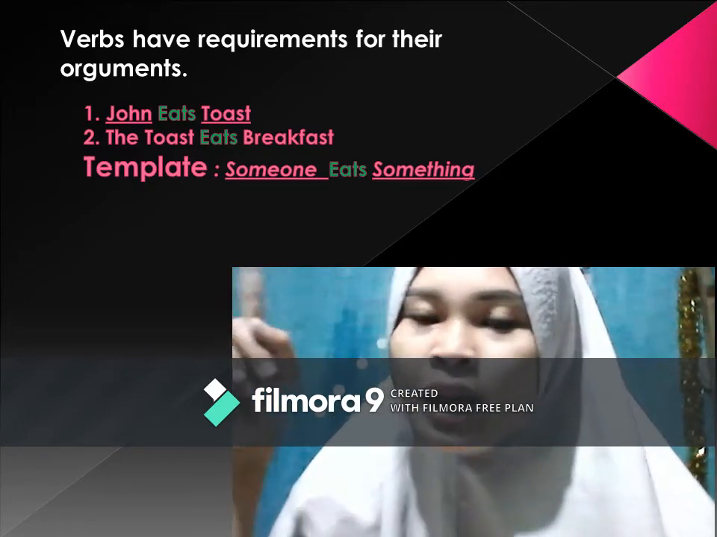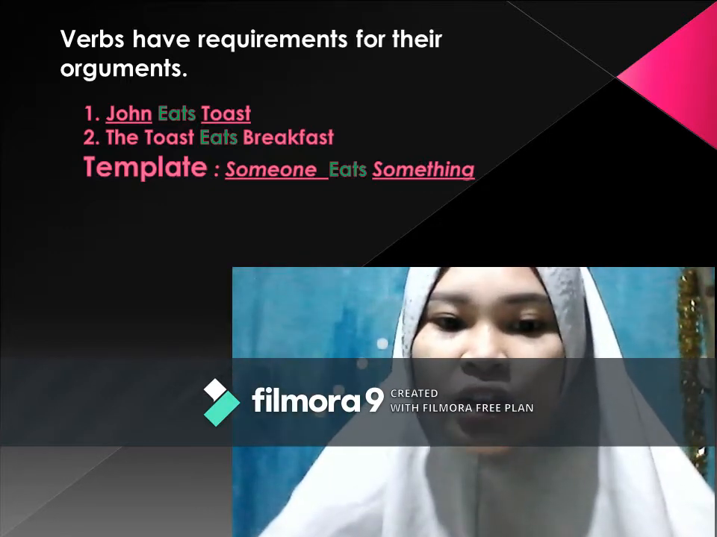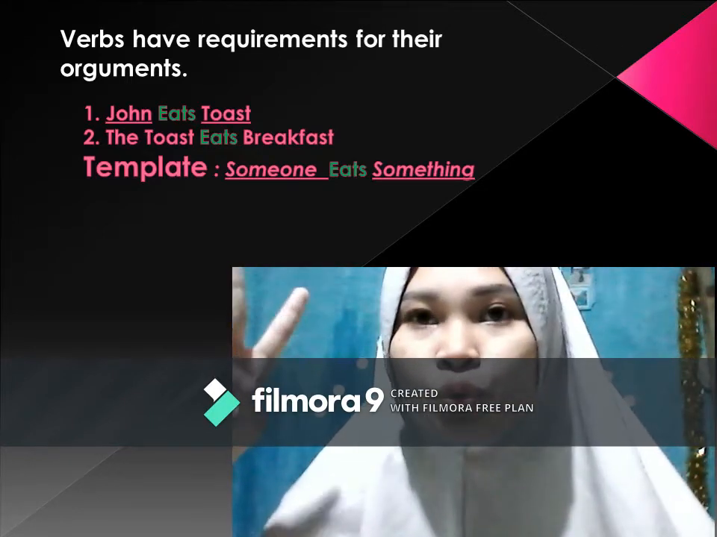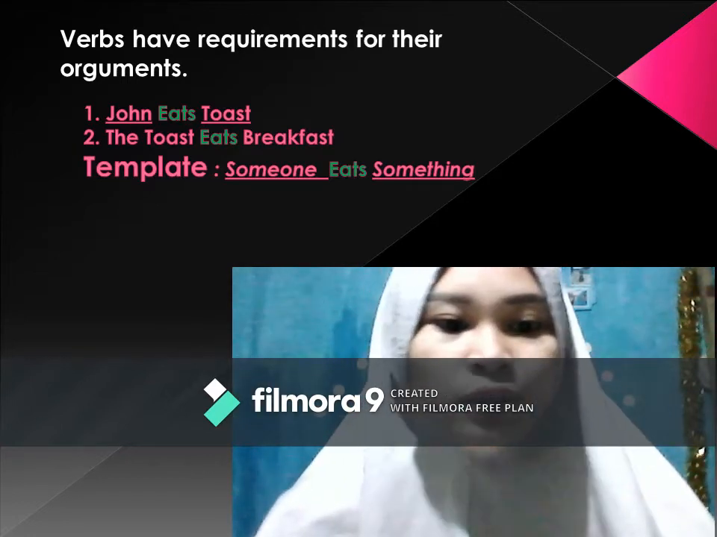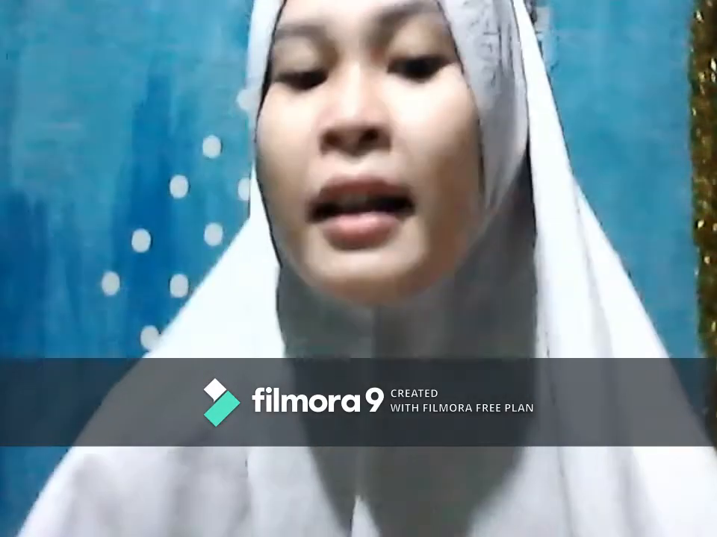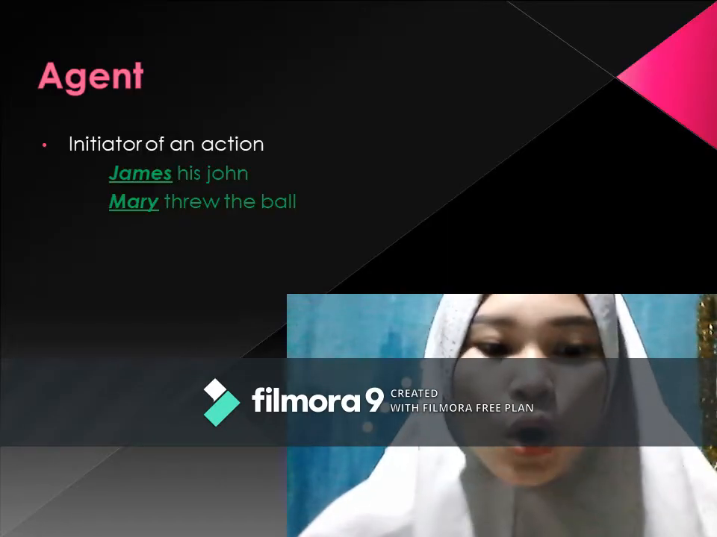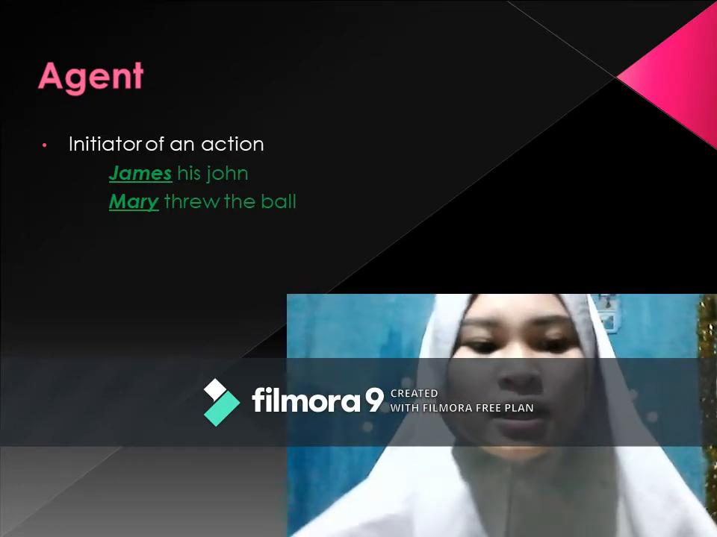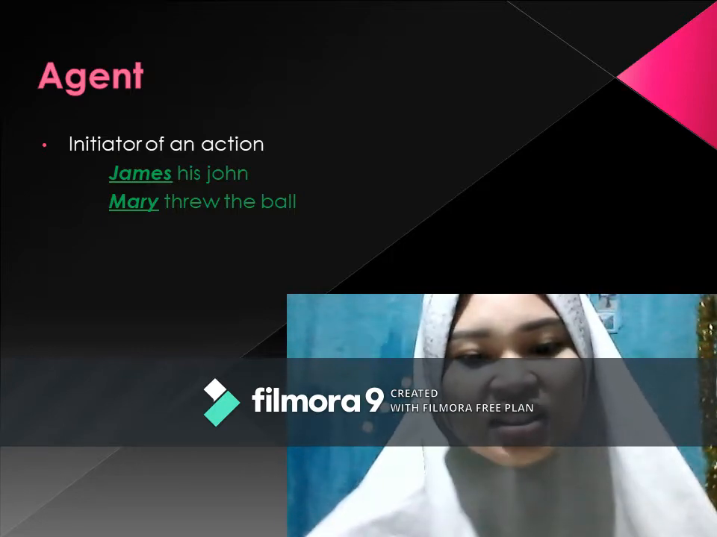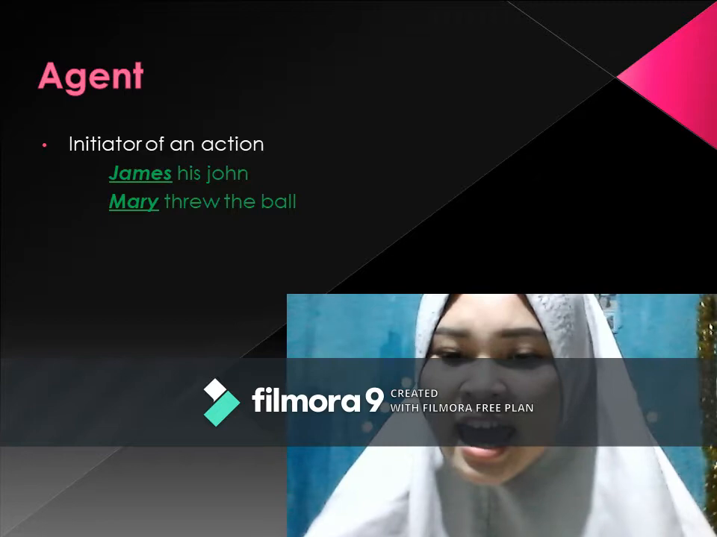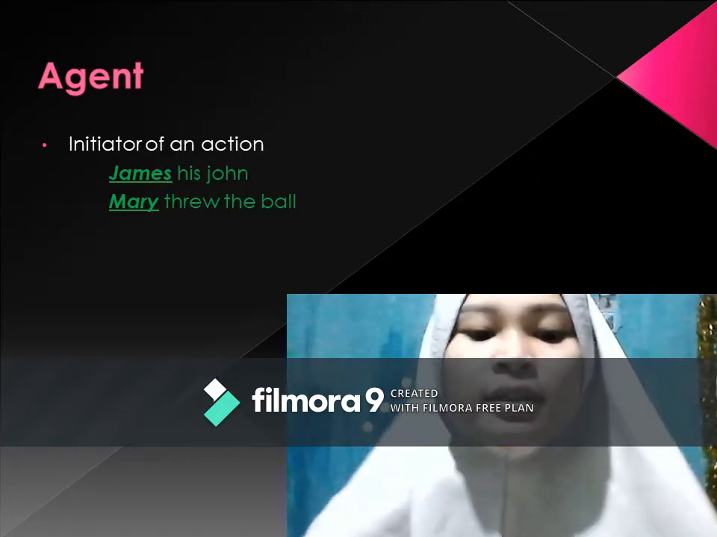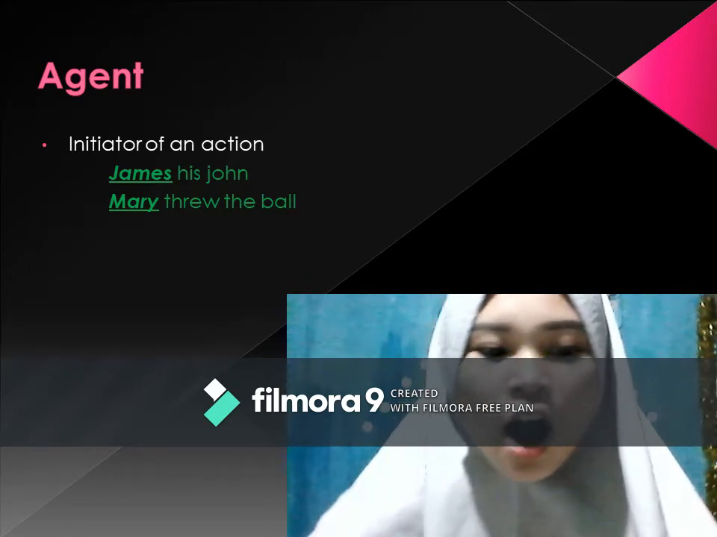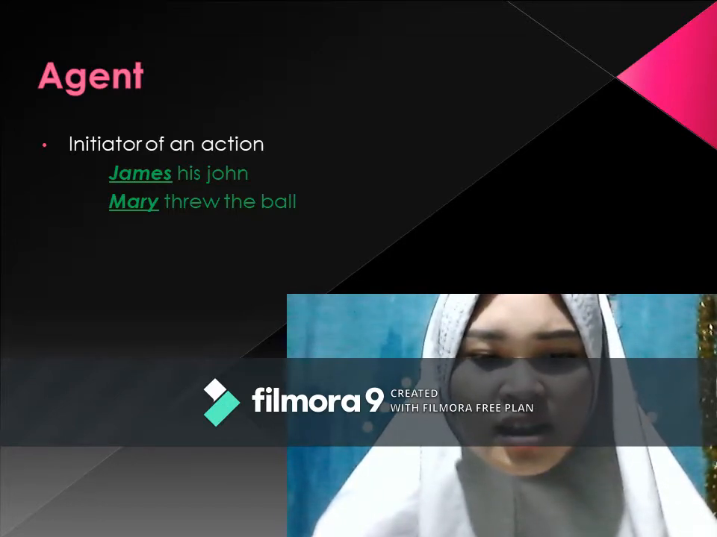Let's look in the PowerPoint at the requirements for this arrangement. In "John is eating a sandwich," one type of role is called an agent, and an agent is an initiator. So in the example, John will be an initiator of eating. In the sentence "James is eating," James is the initiator of eating. He is a physical person.